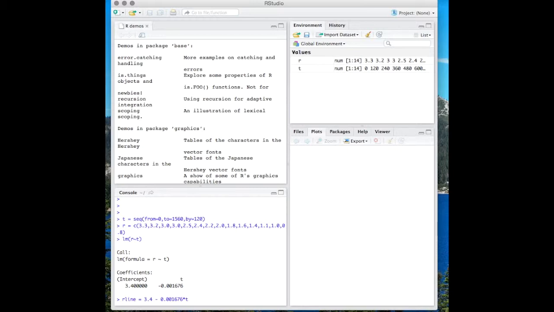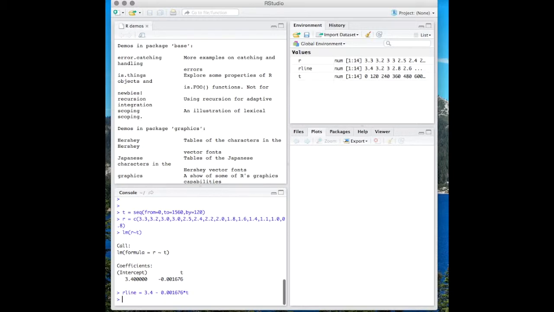Now this star t, remember t is a list. We already entered that. And the cool thing about R is that it can do all of these operations on all of the entries of a list all at once. So what this is going to do is access all of the entries of the list, multiply by 0.001676, and then subtract that from 3.4. So it's defining a new list that is the corresponding values of this line for the entries in T.